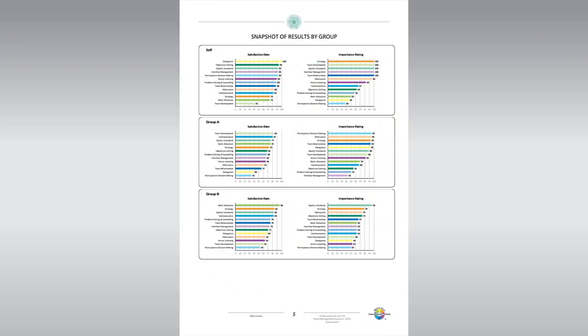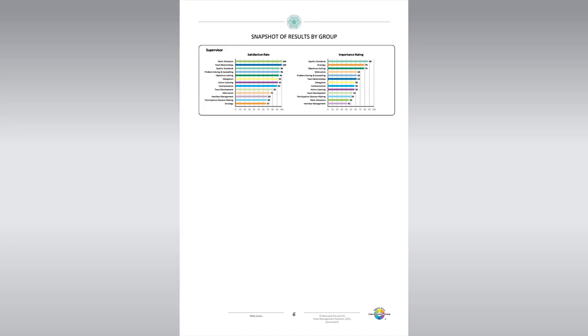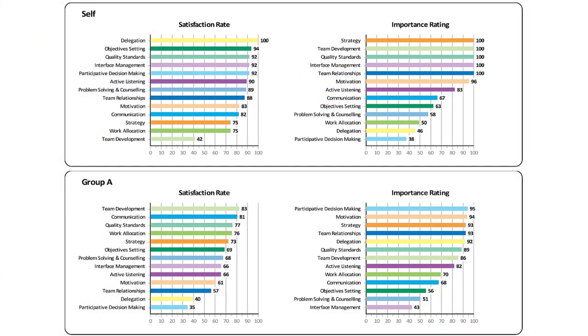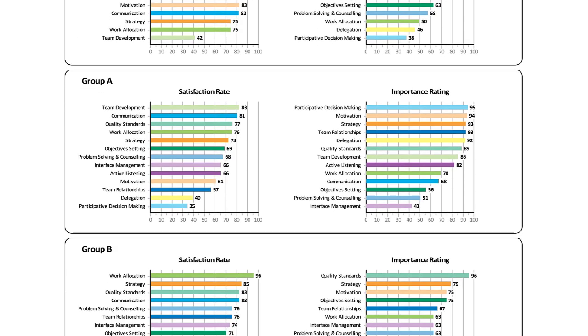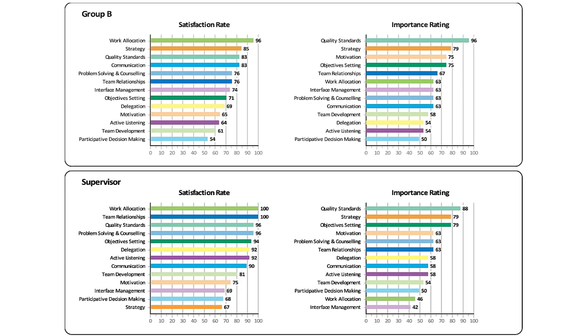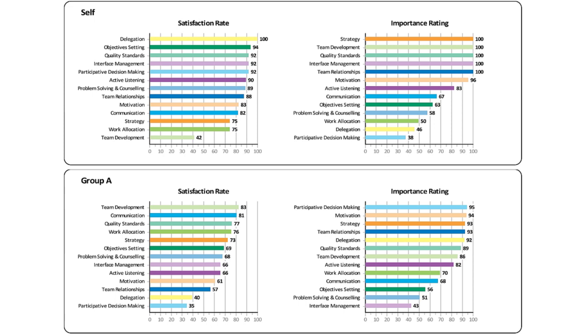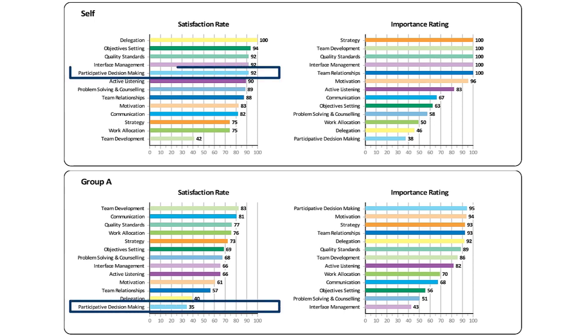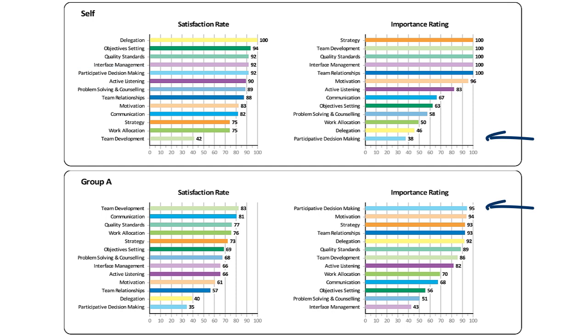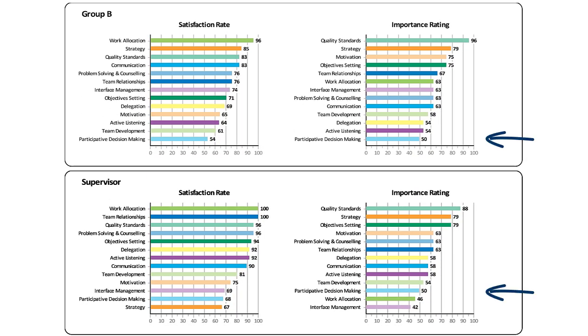Each report section has an outline page explaining how to read the data. The snapshot of results by group presents the satisfaction and importance scores for each of the rater groups. The highest scoring linking skill appears at the top of each graph, with the others ranked in descending order below. Each skill is represented by a different color. For example, if we look at the satisfaction rates in Mike's profile, we can see that participative decision-making, shown in light blue, is among the bottom 3 linking skills for all groups other than himself. However, when we look at the importance ratings, one of the rater groups, Group A, sees this linking skill as a high priority, whereas the others have rated it in the bottom 3.